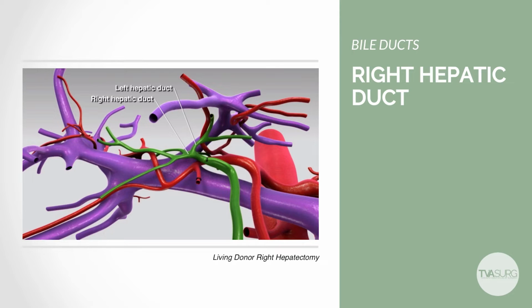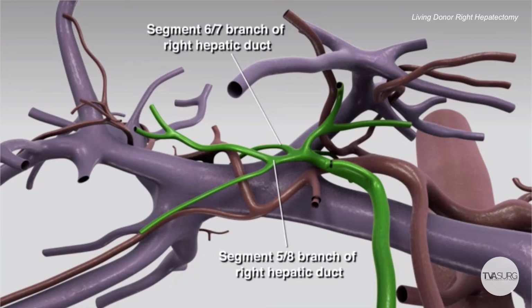This is an example from a living donor right hepatectomy. Let's zoom in a little bit, and you can appreciate how segmental bile ducts are branching quite close to one another. So if you're a surgeon and you have to divide bile ducts to resect a very specific piece of liver, you really need to know precisely where to make that cut.